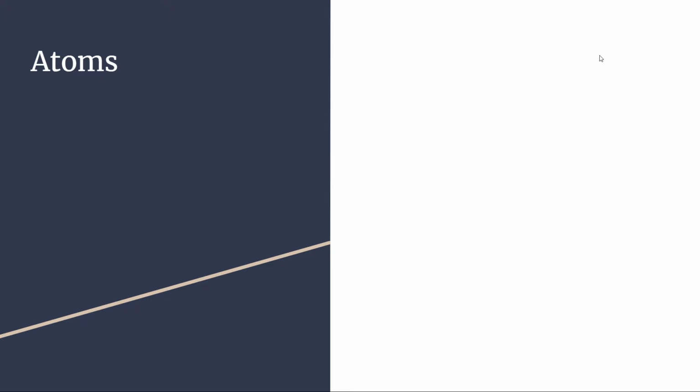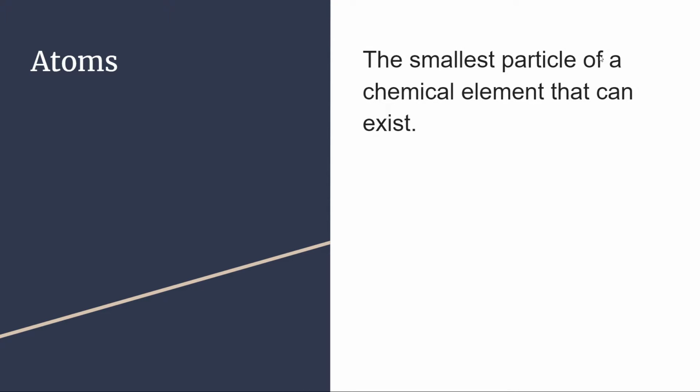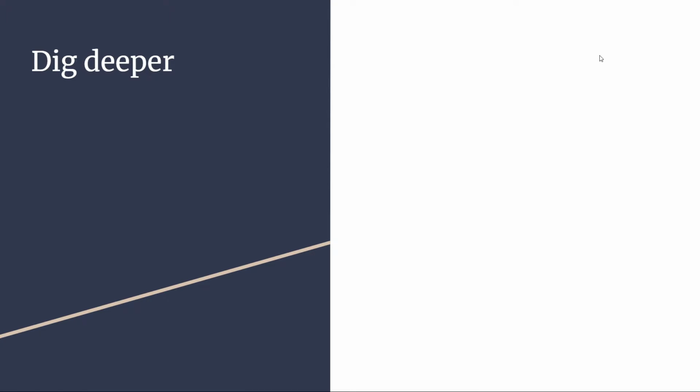Now, that mass that we were talking about is made up of these small particles, which we call atoms. And atoms are the smallest particle of a chemical element that can exist. Let's dig a little deeper into what atoms are, because I'm curious and I'm pretty sure you are too.